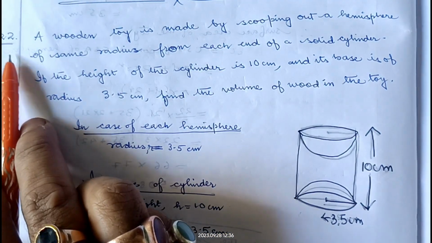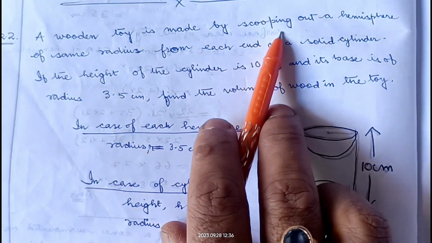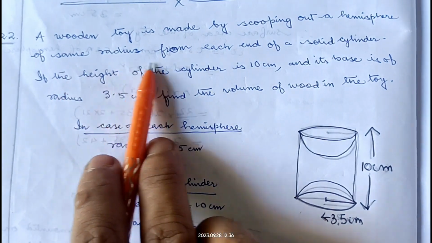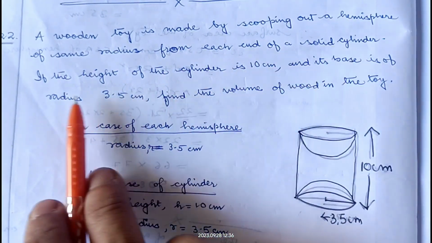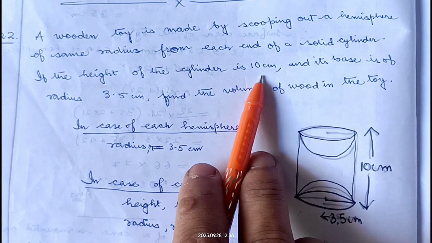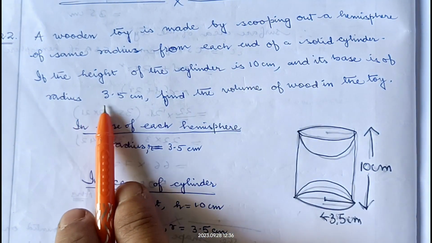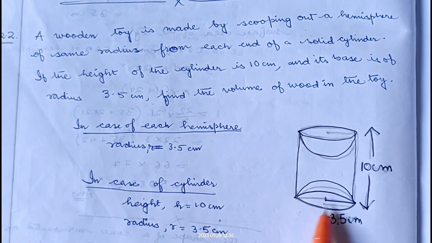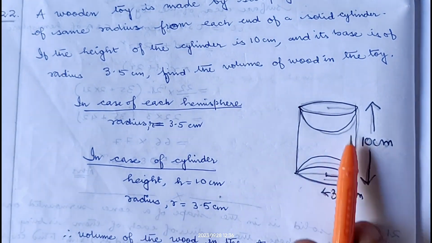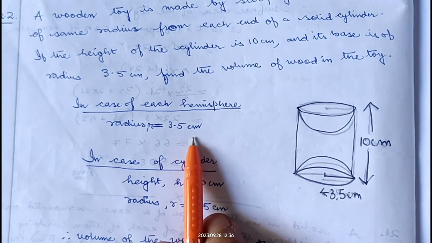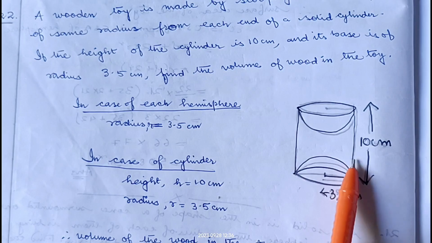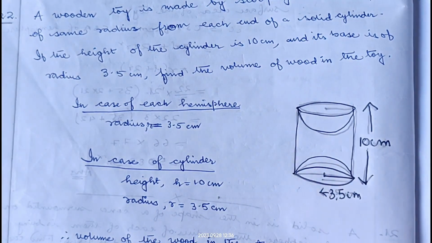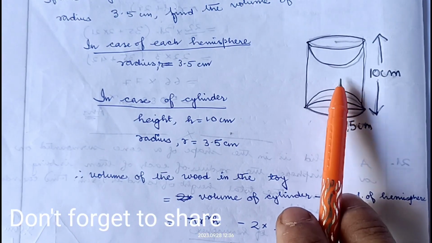In question number 22, it is given a wooden toy is made by scooping out a hemisphere of same radius from each end of a solid cylinder. If the height of the cylinder is 10 cm and its base is of radius 3.5 cm, find the volume of the wood. Here it is given that in case of hemisphere, radius is 3.5. In case of the cylindrical part, radius is 3.5 and height is 10 cm. We have to find the volume of wood used.